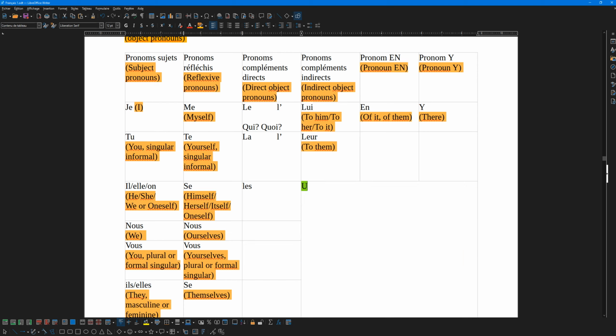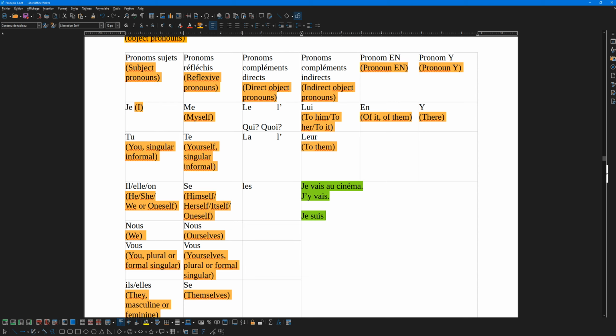Now for the last one, y. The easiest way to use y is when y replaces a location with the verb to go. Je vais au cinéma. I'm going to the theater. J'y vais. I'm going there. Y will replace au cinéma. And because it's a vowel, we replace e with an apostrophe. J'y vais.